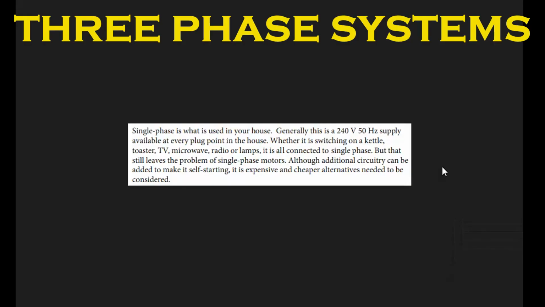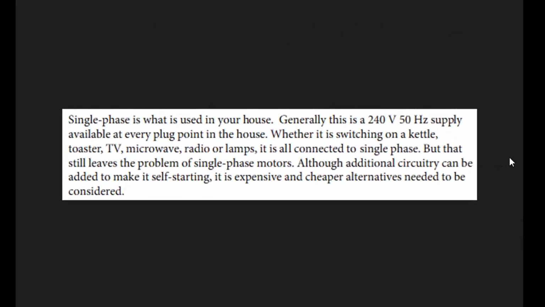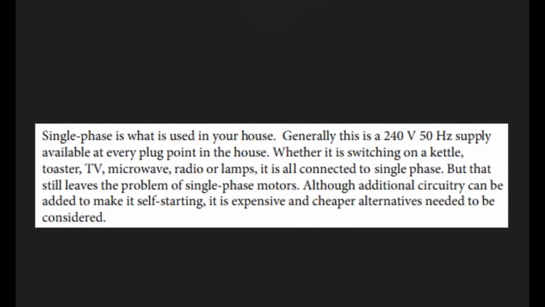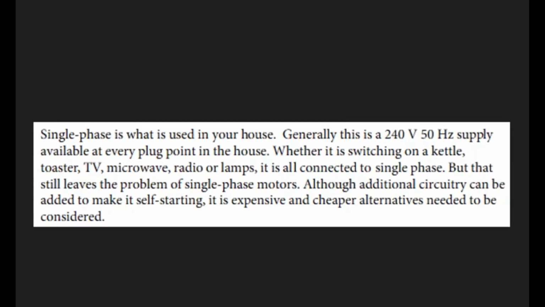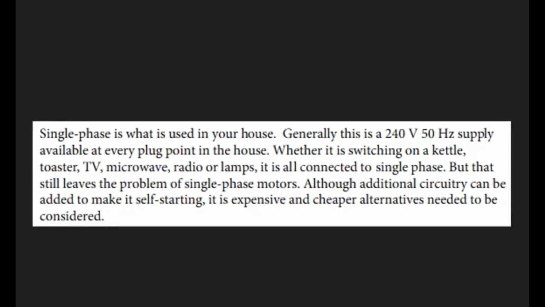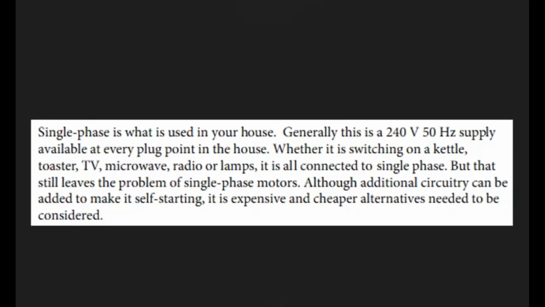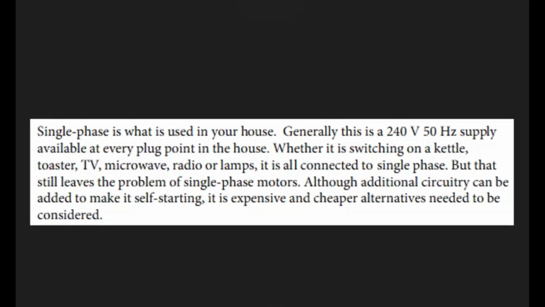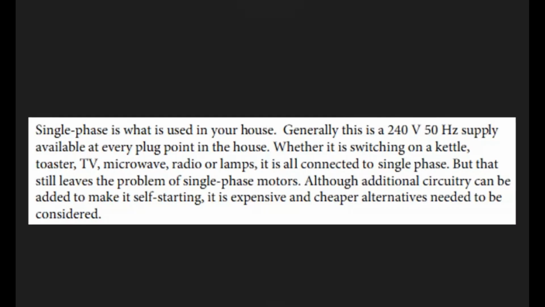In this video, we are explaining star and delta connections used in three-phase power. So, single phase is what is used in your house. Generally, this is a 240 volts 50 Hz supply, sometimes even 230 volts, available at every plug point in the house. One of the benefits of AC is that it's readily available in the house versus DC power, which is more expensive because the DC power is portable, that's the advantage, but not readily available.